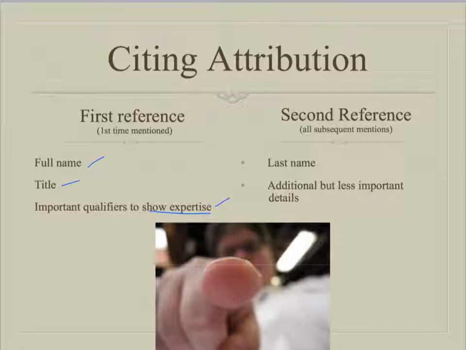Now, on the second reference, we don't need to keep using their first name. We can just use their last name. So you'll see, Smith said. And then if there are other additional details that we need to add, maybe if the age is important or anything that might come into play here, we can put that on second reference.